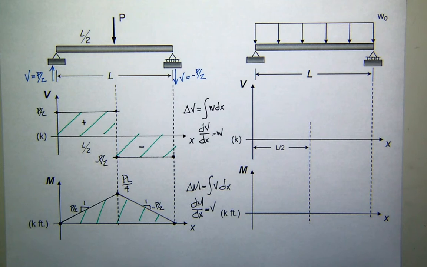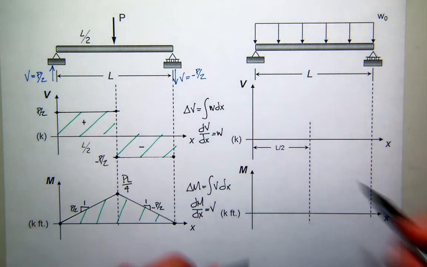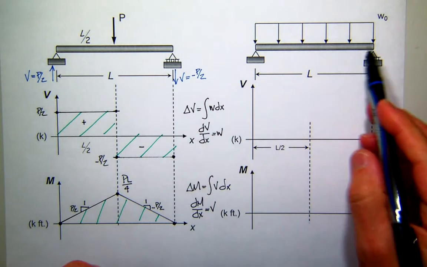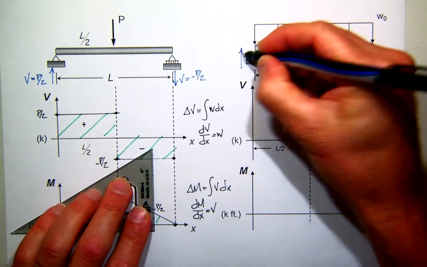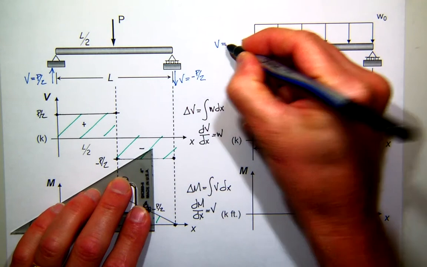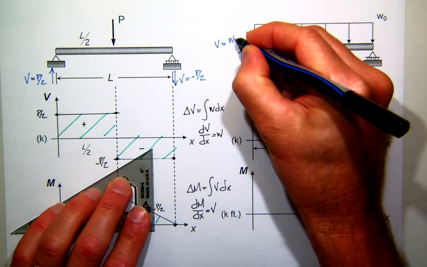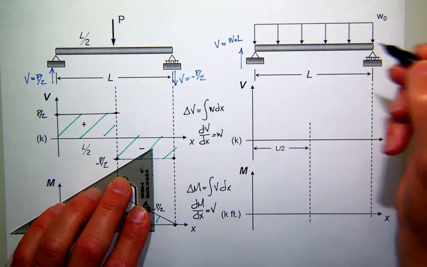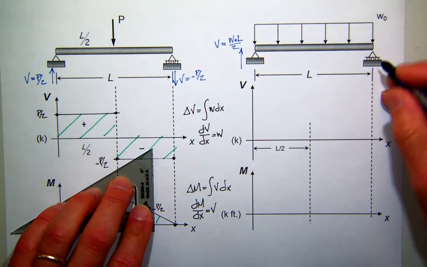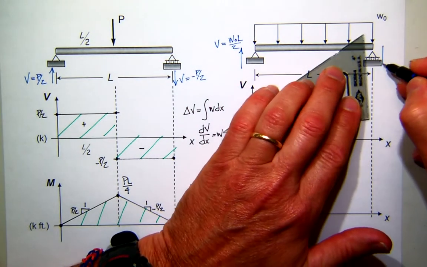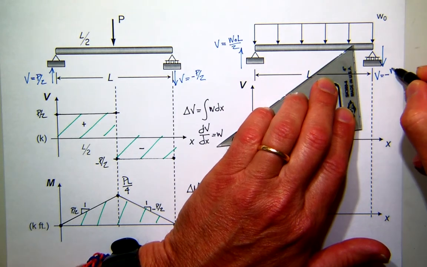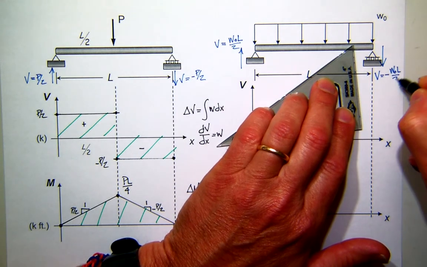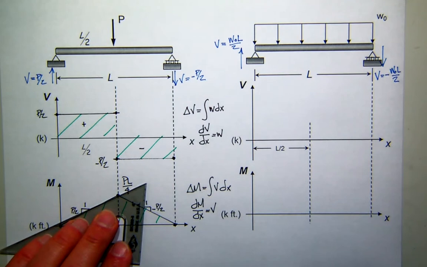Let's do another one. So let's look now at a uniform distributed load. Again, I'm going to see the shear here is going to be positive W naught L over 2. And the shear on this side, which is positive down, is going to be minus W naught L over 2. I think you can figure that out if you looked at it closely.